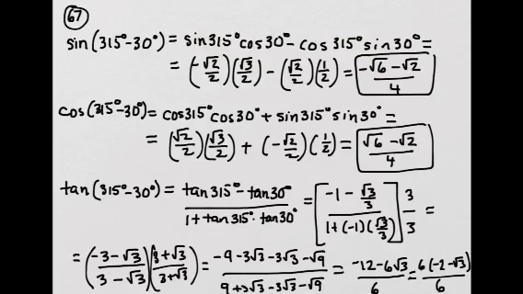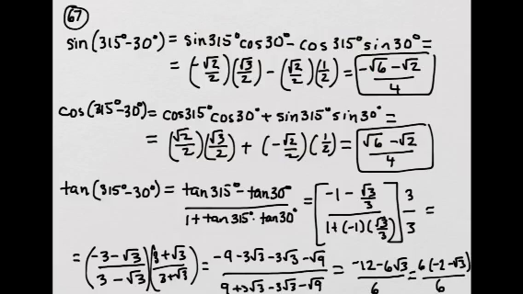Cosine 315 minus 30, same thing. Here's the formula. Here are the individual trig function equivalents, and then you just simplify these two, combine, and this is what you get.